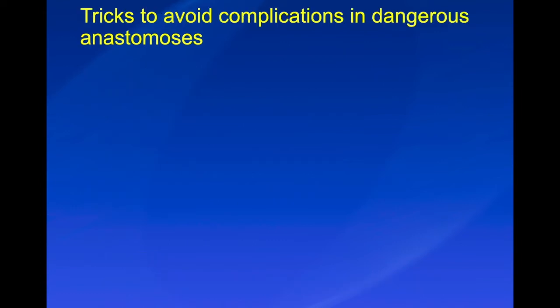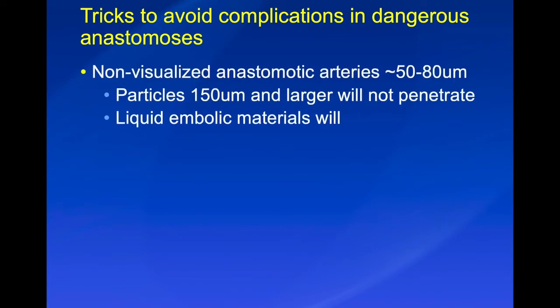So what are some tricks to avoid complications in the setting of dangerous anastomoses? Number one, the non-visualized anastomotic arteries are generally around 50 to 80 microns in diameter. So in general, if you're using particles that are greater than 150 microns, you probably are not going to penetrate these non-visualized anastomoses. However, liquid embolic agents, which basically have an infinitesimally small diameter because they're liquid, will penetrate these non-visualized anastomoses.